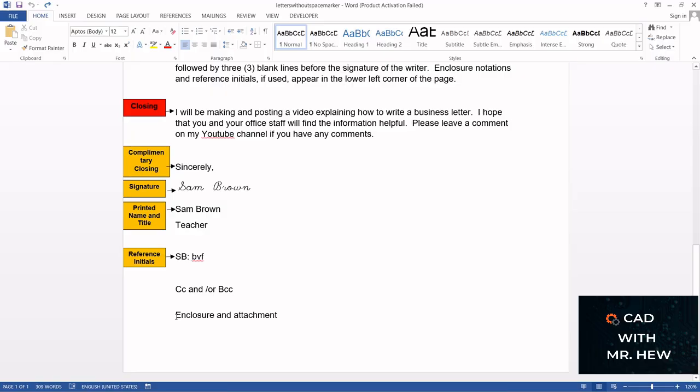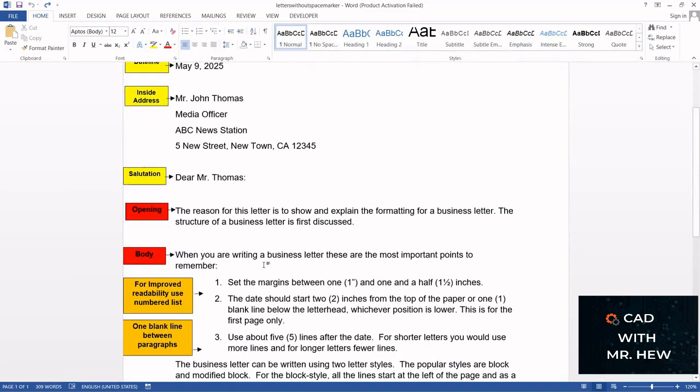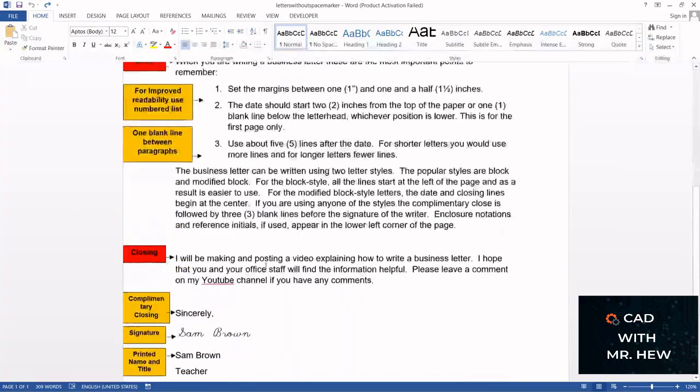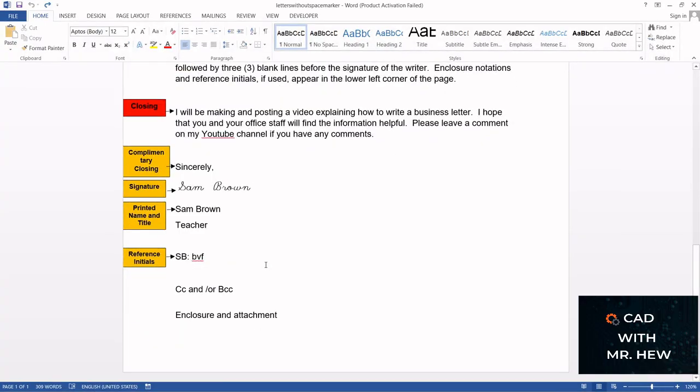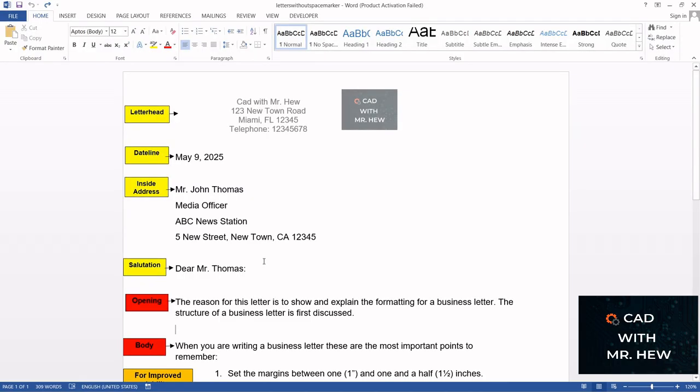Then if you're going to put any attachments or enclosures with this letter, then you would type enclosure or attachment, whichever one you choose to use depending on the document that you're attaching or enclosing, right? So this is how you would prepare a business letter.